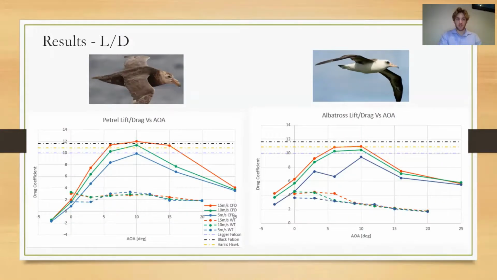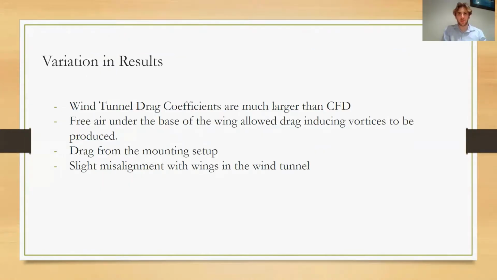Now for the lift to drag ratios, the results are compared to the maximum results from live bird wind tunnel experiments of similar species. Clearly, the wind tunnel results are much too low due to the drag coefficient being too high. The CFD results of both the petrel and albatross wing show similar maximums to the experimental results. The main difference in the results is the wind tunnel drag coefficient being far too large.